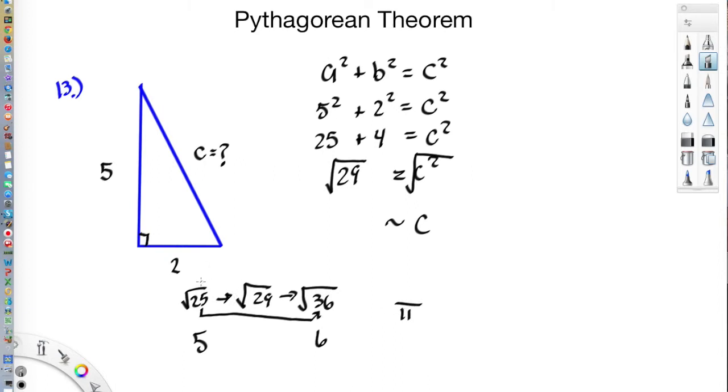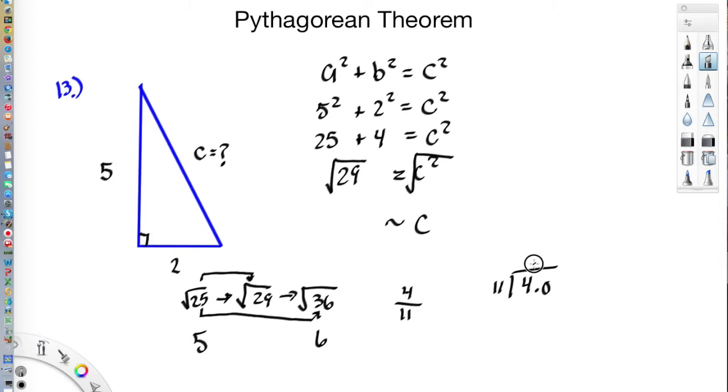Okay? And then how far along, how many 11ths of the way is it there? It's only 4 11ths, because if I add 4 to 25, that'll get me to 29. So it's 4 11ths of the way there. And if I turn this into a division problem, 4 divided by 11, that's going to give me the decimal amount that I can add to 5.